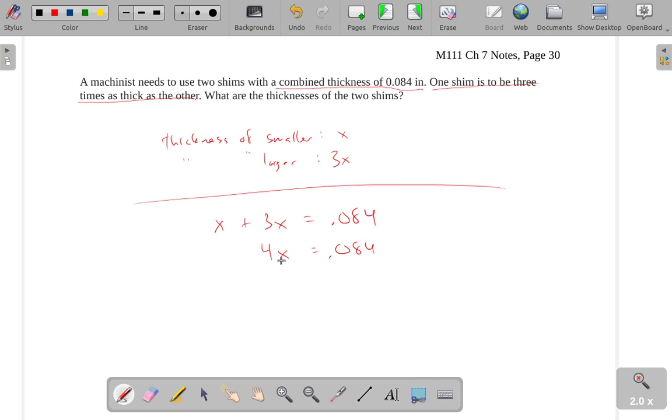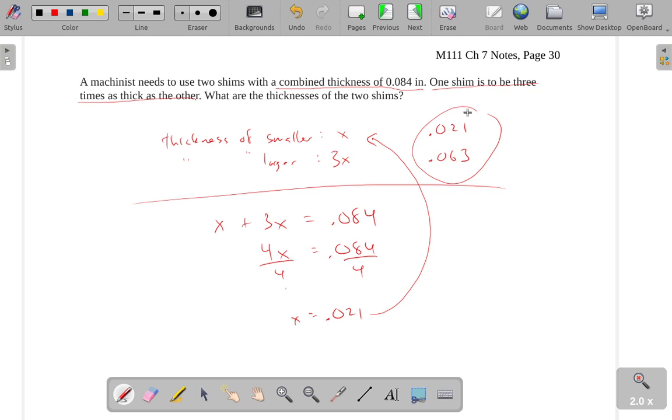x plus 3x is 4x. And to solve this, I'd want to divide both sides by 4. So I'd take 0.084, divide by 4, we get 0.021. However, x equals 0.021 isn't very meaningful by itself. Instead, you need to go back and see, okay, what did x mean? x was the thickness of the smaller shim. So the smaller shim must be 0.021, and the larger shim must be 3 times that. 3 times 0.021 is 0.063.